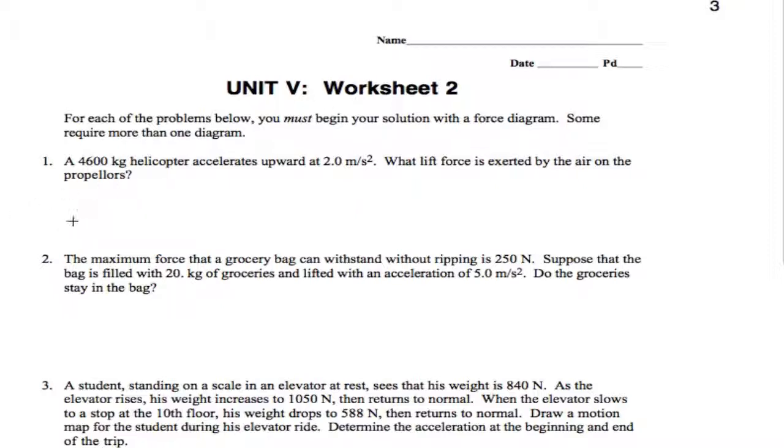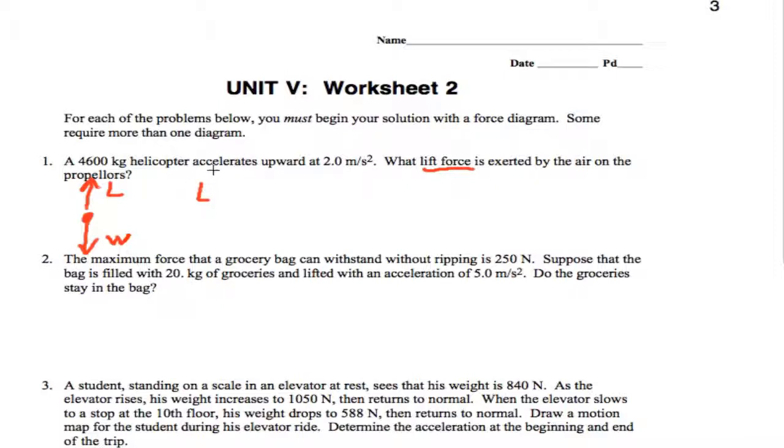So starting with problem number one, this really is kind of based on what we've been doing for the elevator lab. So this idea of a lift force, basically you have the propellers giving us a force upwards. I'll call that L for lift force, and then we have the weight of the helicopter going downwards. And this works very much like the elevator lab that we did. So we have a lift.